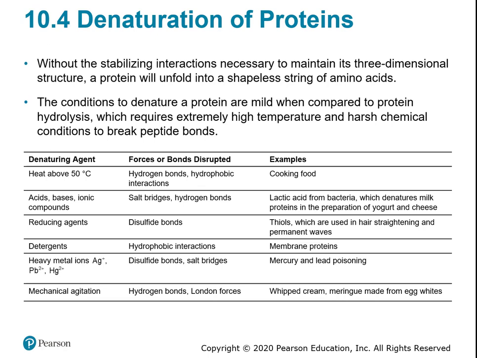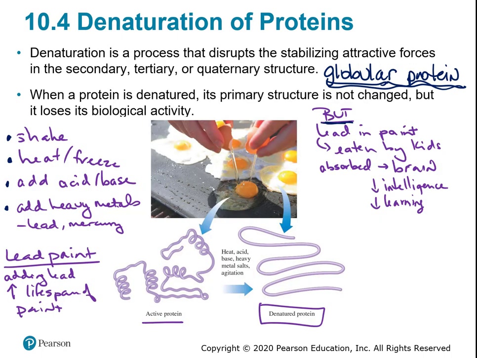Would it still be protein? It's still protein, but egg whites are really big proteins. By either shaking or heating, that causes this really big protein to unfold. So it still has the shape of the string, but it doesn't have the folding anymore. And if it's not folded, it can't stay dissolved.